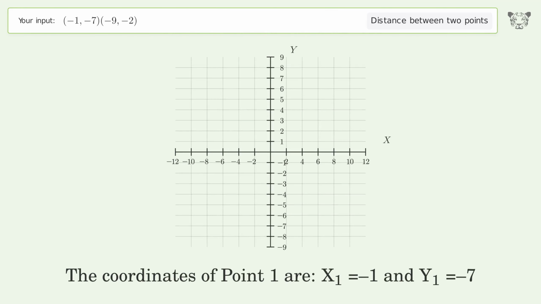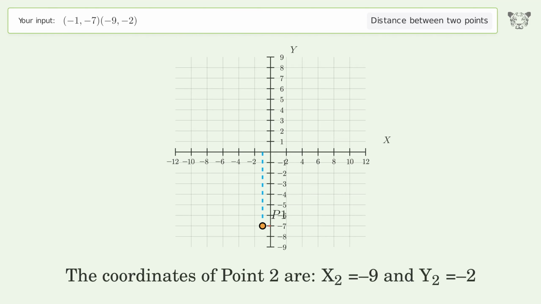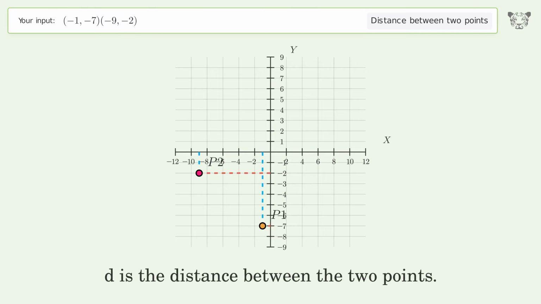The coordinates of point 1 are x1 equals -1 and y1 equals -7. The coordinates of point 2 are x2 equals -9 and y2 equals -2. D is the distance between the 2 points.